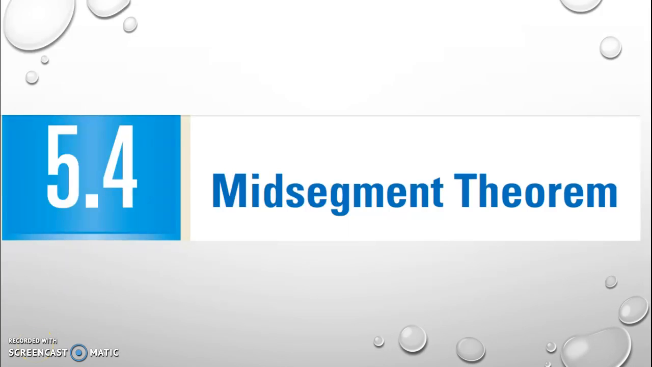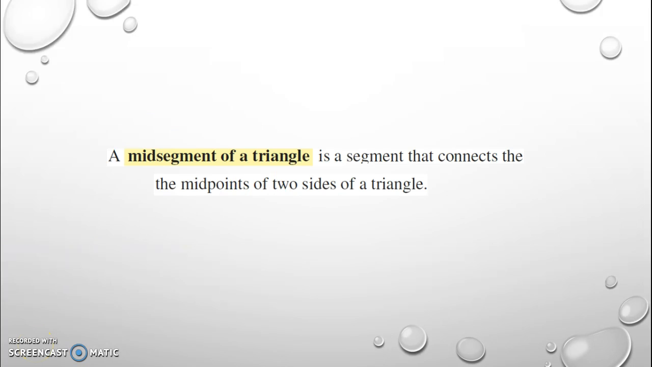Okay, so this is the mid-segment theorem. A mid-segment of a triangle is a segment that connects the two midpoints of two sides of a triangle. So for instance, if I had a triangle, and this were the midpoint of this side, and this were the midpoint of this side, that segment that connects those two midpoints is called the mid-segment.